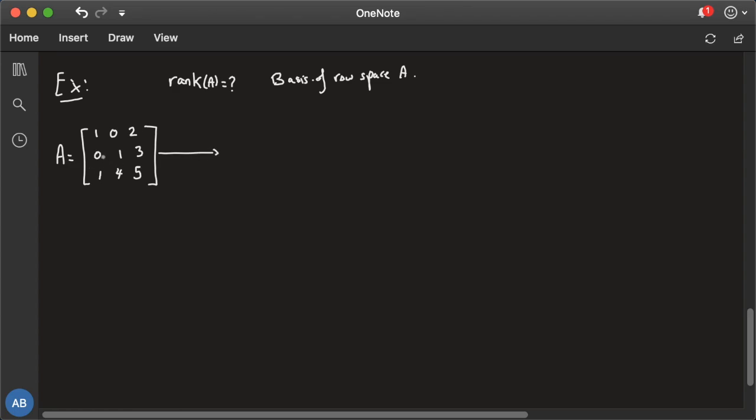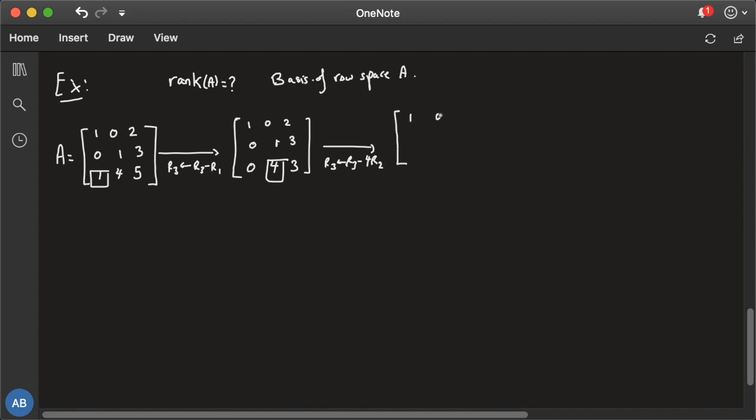So let's start. This is 0. Let's try to null out this guy by replacing R3 with R3 minus R1, right? That said, the first 2 rows remain intact, and the last row becomes 1 minus 1, that's a 0, 4 minus 0, that's a 4, and 5 minus 2, that's a 3. Proceed by nulling out 4. How do we do that? Replacing R3 by R3 minus 4R2, right? That said, the first and second rows remain intact, whereas the third row becomes 0, 0, and minus 9, right?